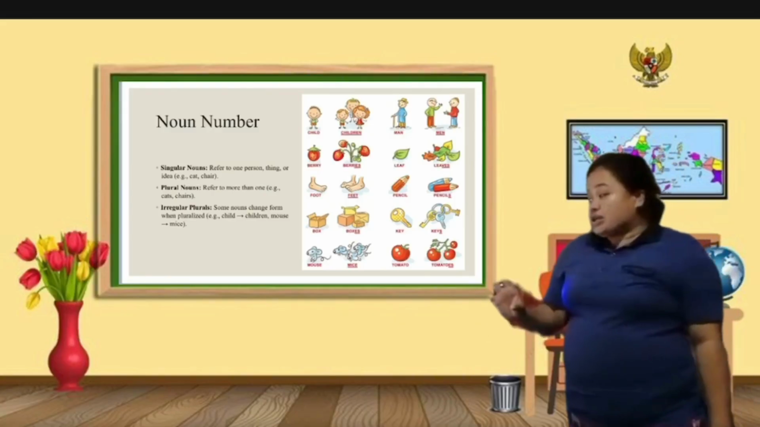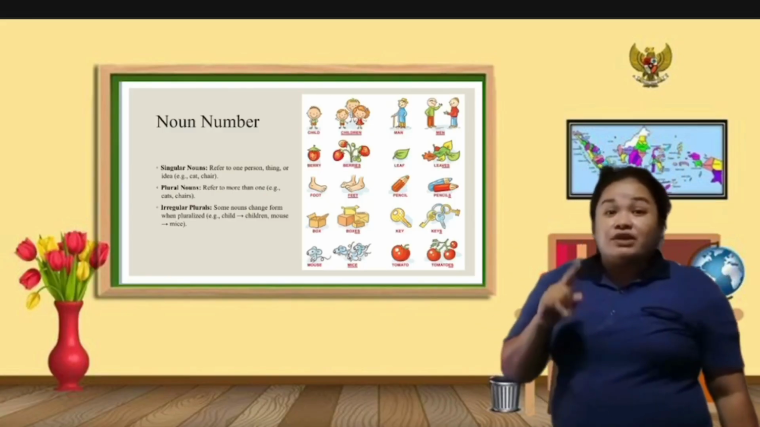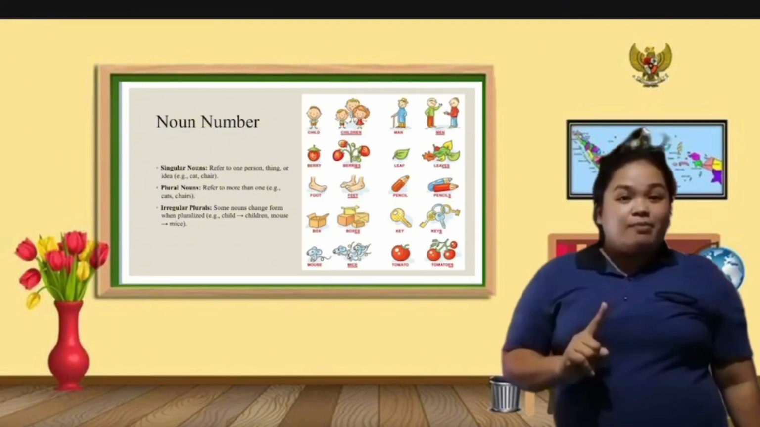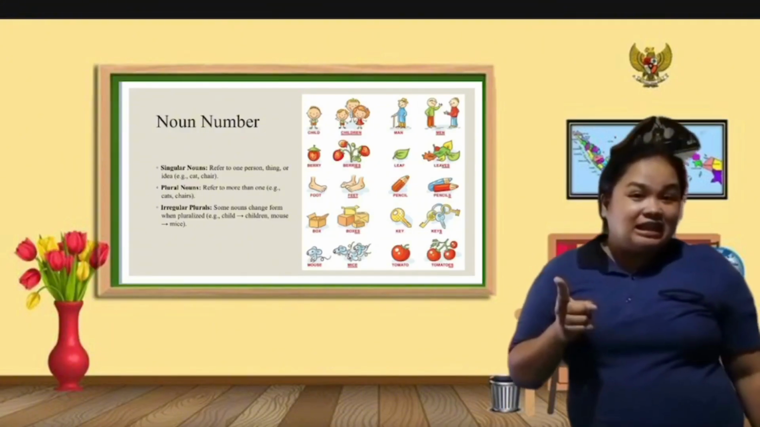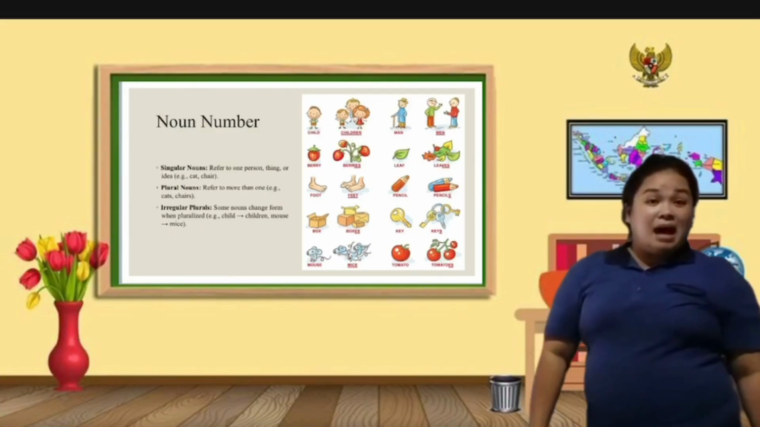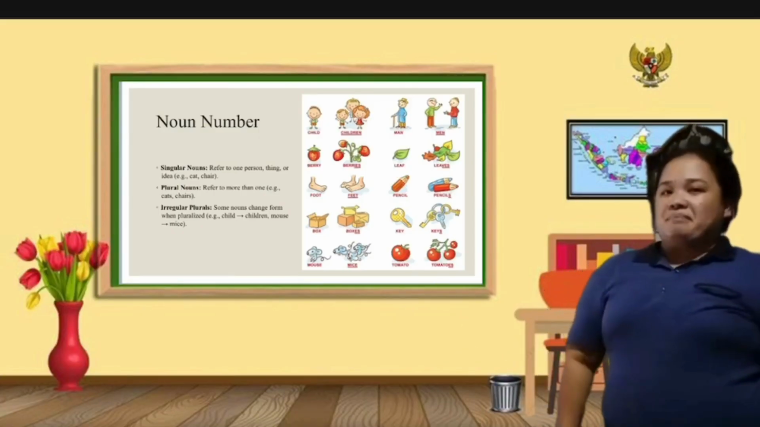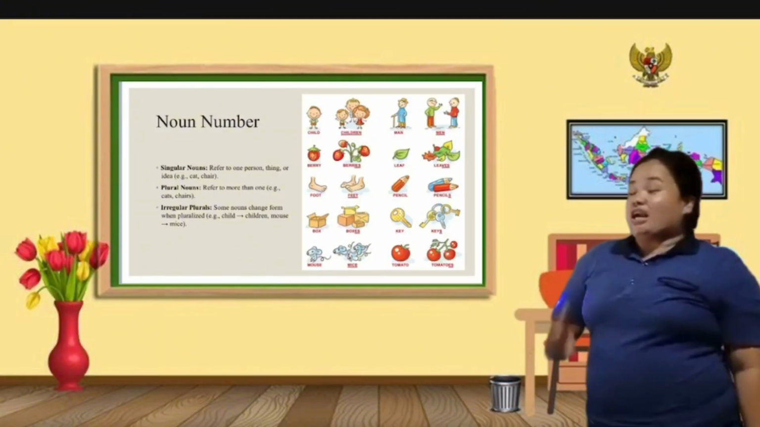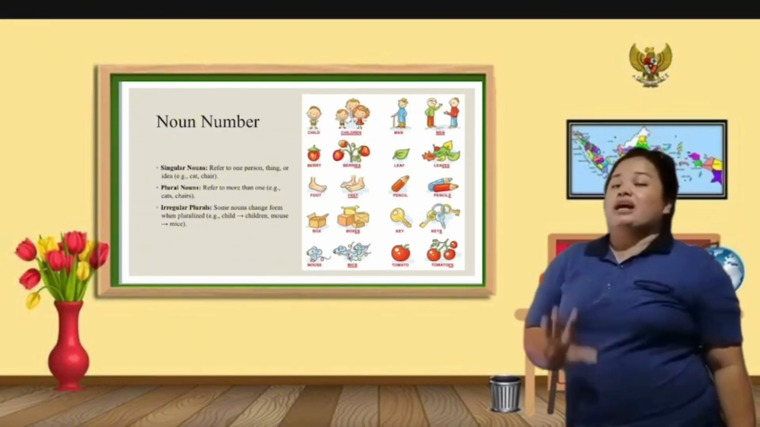So actually, there are irregular plurals. For example, the word child. What's the plural form of the word child? It's children. That's correct. How about the word mouse? It's mice. Correct. So those are the irregular plural nouns.